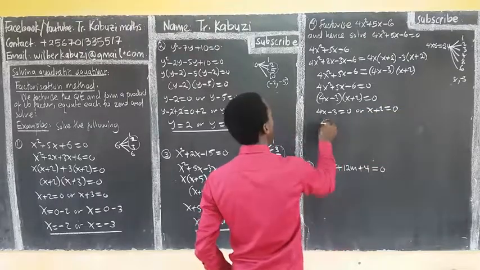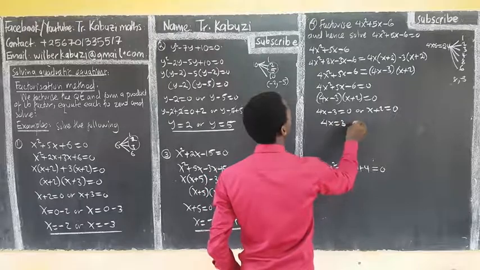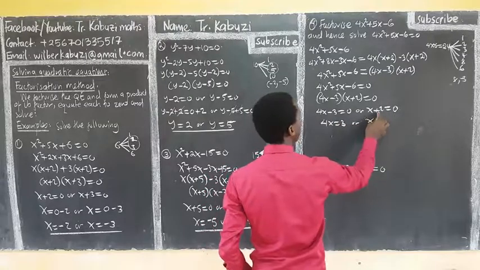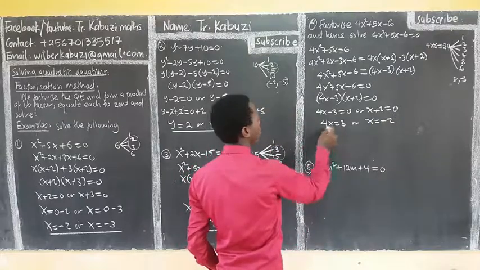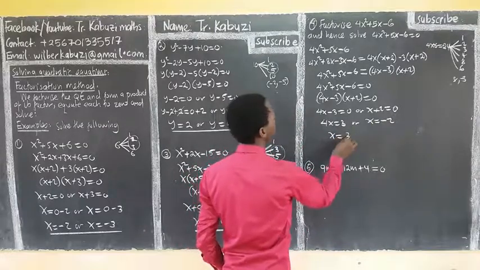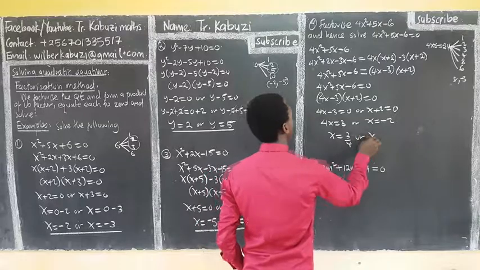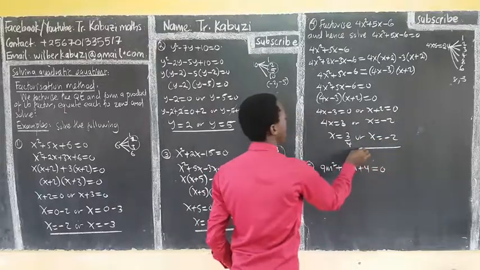When you take this side, you have 4x equal to 3. Or when you take this side, because it's positive, it's going to become a negative 2. Now here, you divide this by 4, so your x becomes 3 over 4. Or your x is negative 2.